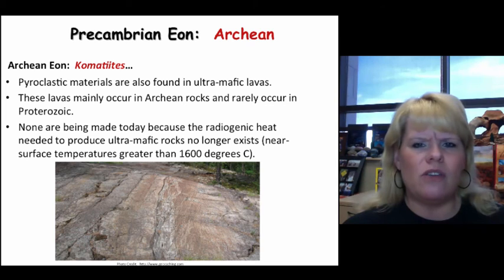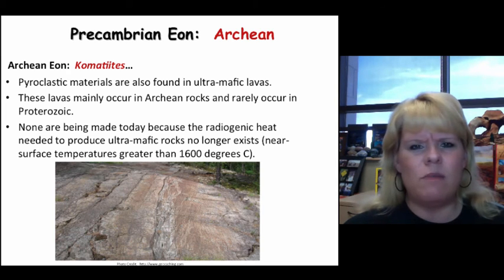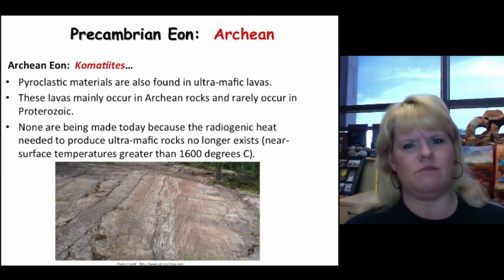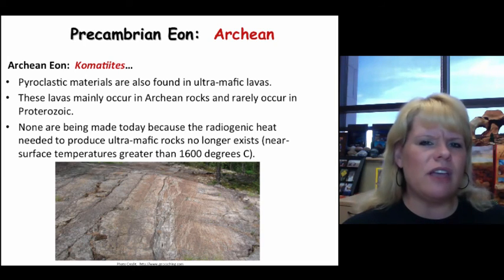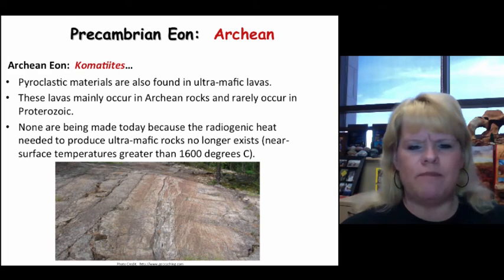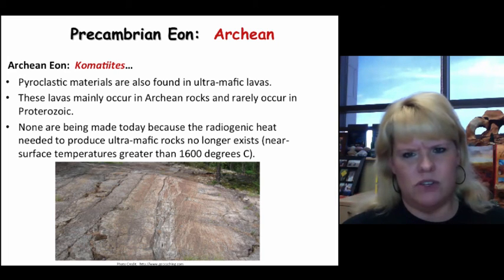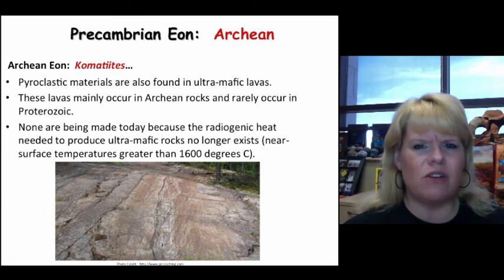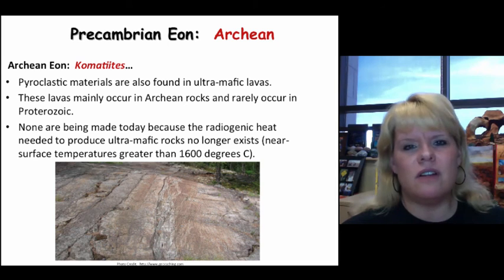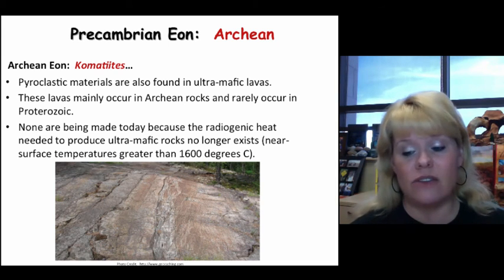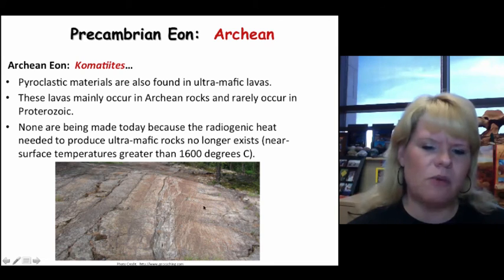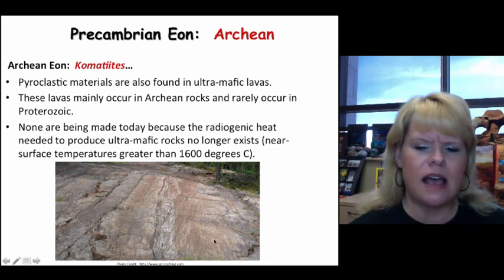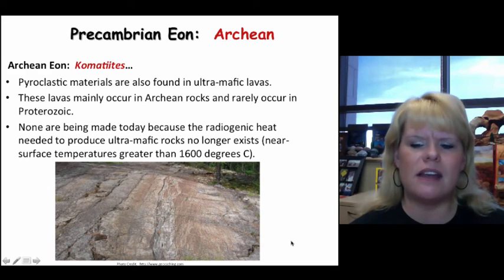So what happened was the Earth started to cool off. And we were cranking out continents big time during the Archean, still cranking them out during the Proterozoic, but at a slower rate. We make none of this type of material today because the radiogenic heat from the Earth's interior is just not hot enough to produce ultramafic rocks that need a surface lava temperature of greater than 1600 degrees Celsius. That's not subsurface, that's surface. So that's pretty darn hot. This is an example of metamorphosed komatiites that are found in Canada.